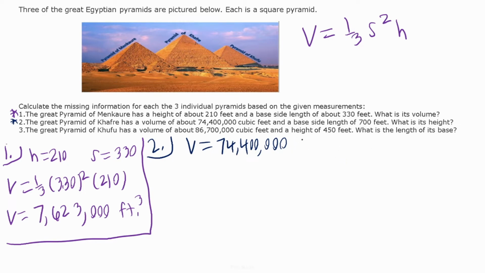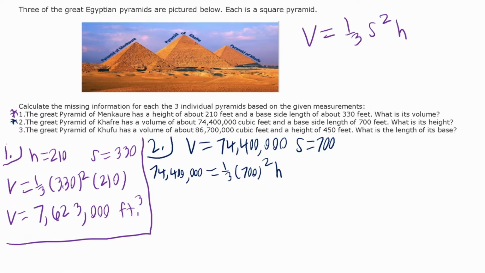Also, let me make this closer. Side equals 700, or else we're going to run out of room here. What we want to find is our height. So once again, we plug it in using this formula. Now we know our volume. So we get 74,400,000 equals 1/3. We know our side length, it's 700 squared. Then we're looking for H. So we need to simplify here.